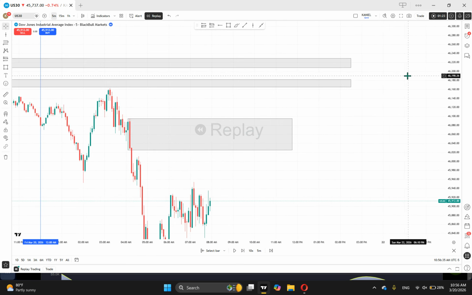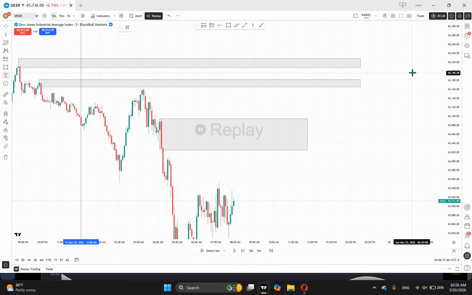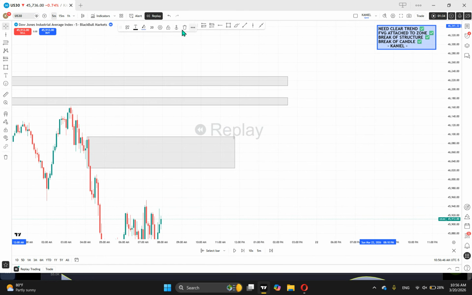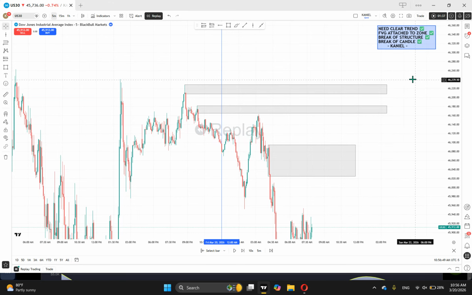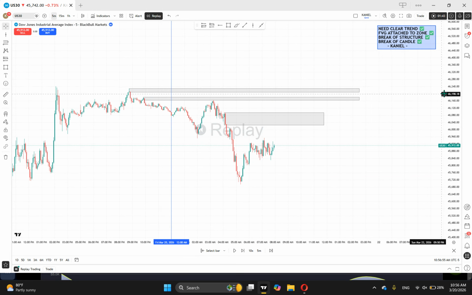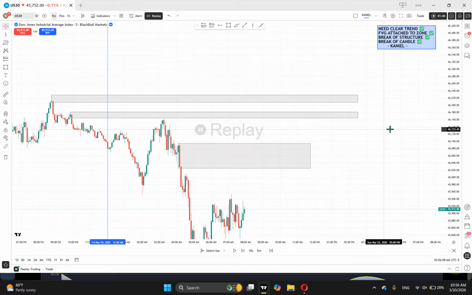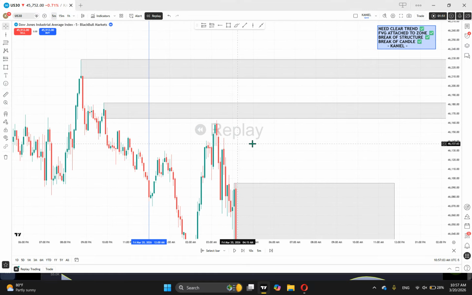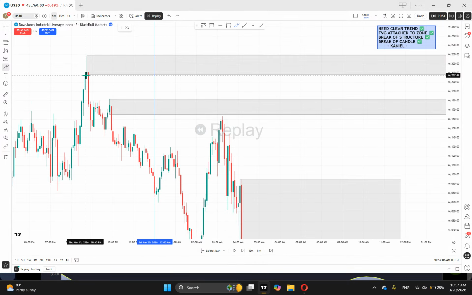So how do I know that these zones are supply zones? I'll show you in a bit. First of all we need a clear trend. As you can see, overall the market is going downwards. Next, you need a fair value gap. All these zones are fair value gaps. So from this top one right here to right here, all we need now is for the market to go up and then give us a rejection.